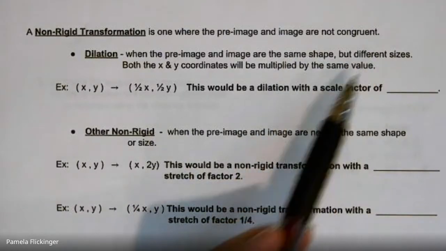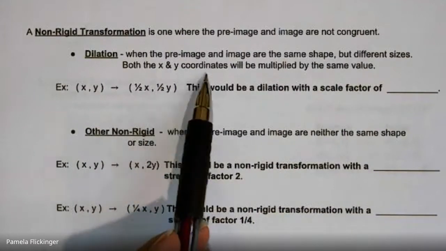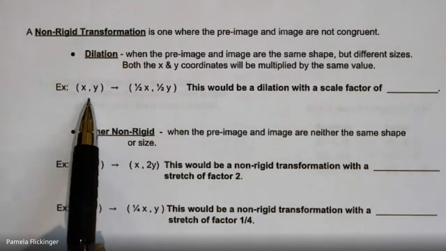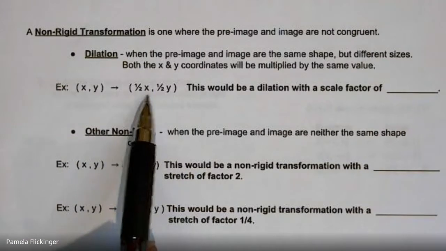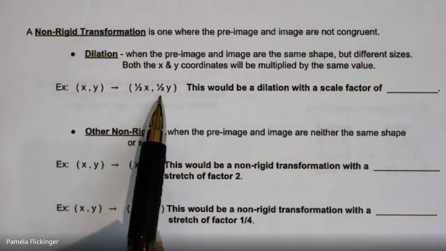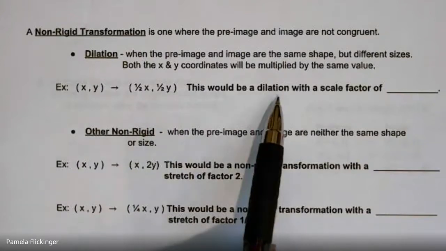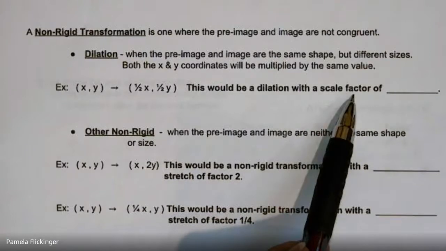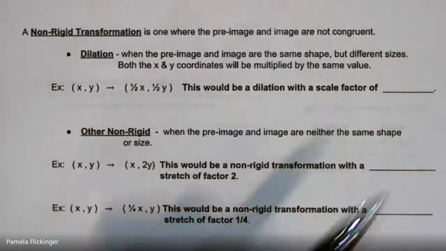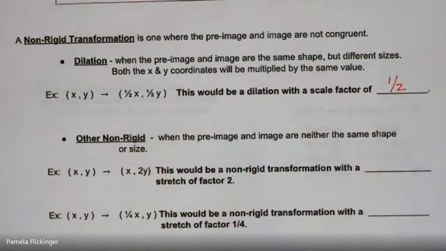In order for that to happen, both the x and y coordinates have to be multiplied by the same value. So you will see a rule that looks like this. Given any ordered pair, you can multiply the x and y coordinate by the same value. Might be 1/2, might be 2, might be 8, could be anything. So what this would be called, you would tell me that this is a dilation and that it has a scale factor of whatever number is being multiplied to it. So this has a scale factor of 1/2.